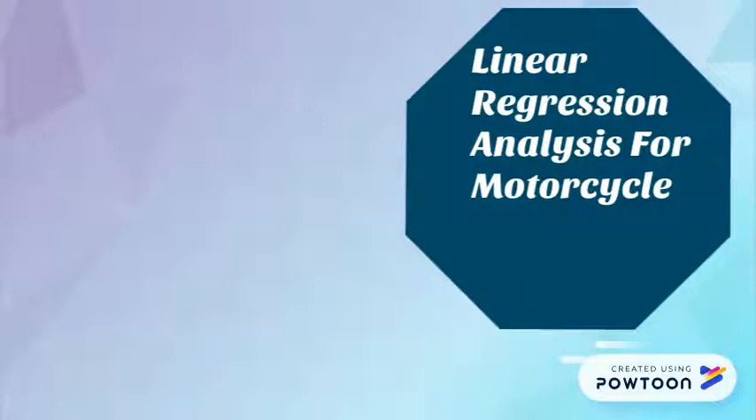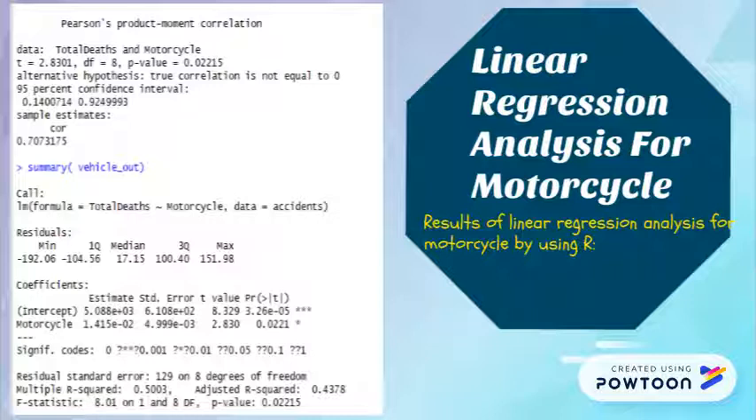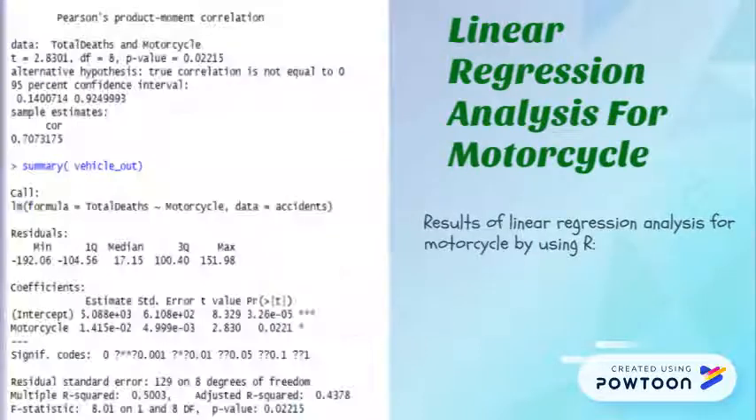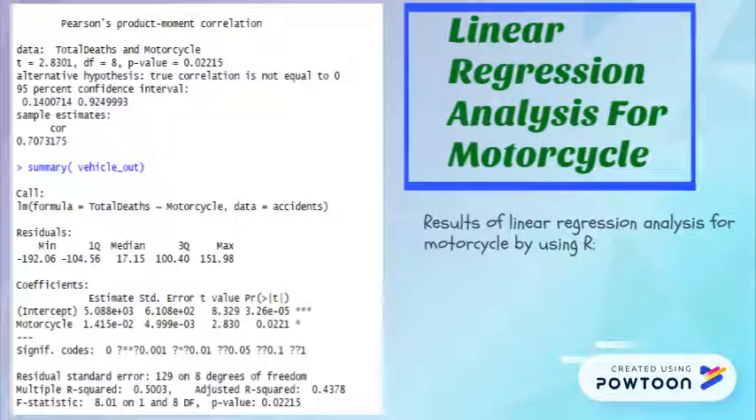R has been selected as the tool to perform linear regression analysis for the motorcycle. From the result obtained from R we can clearly see that R returns the same correlation value as Excel. Multiple R squared is 0.5003, adjusted R squared is 0.4378, and the p-value obtained is 0.02215.